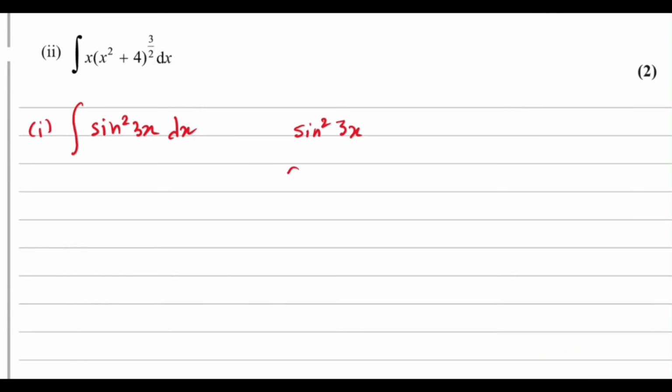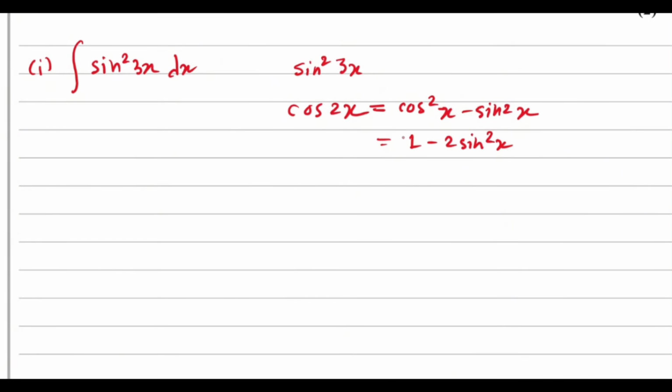identities, specifically the identity of cos 2x. We know that there are many ways to write the identity of cos 2x. We know that cos 2x equals cos squared x minus sin squared x. We also know that cos 2x is equal to 1 minus 2 sin squared x. For this particular question, we will use the second form.